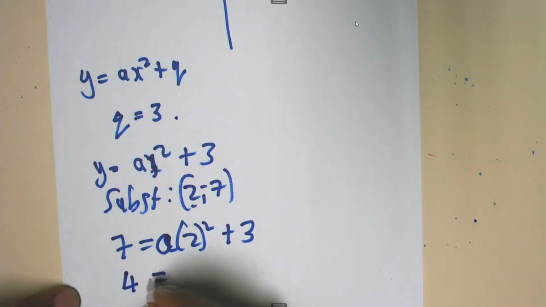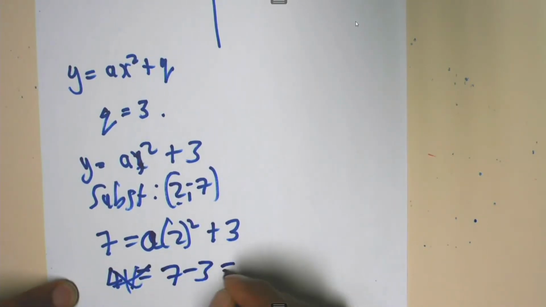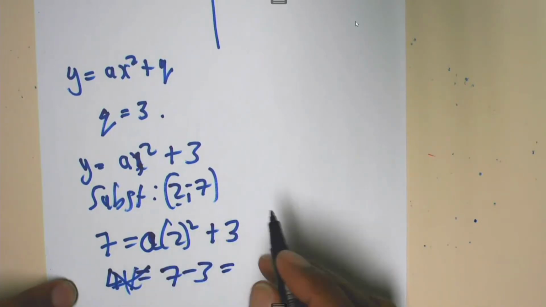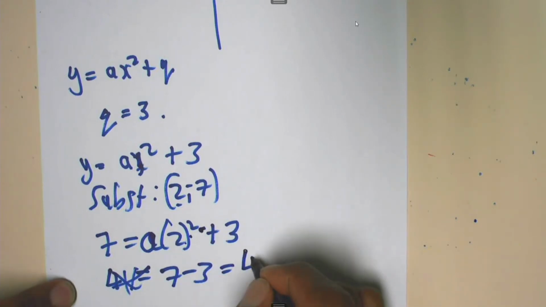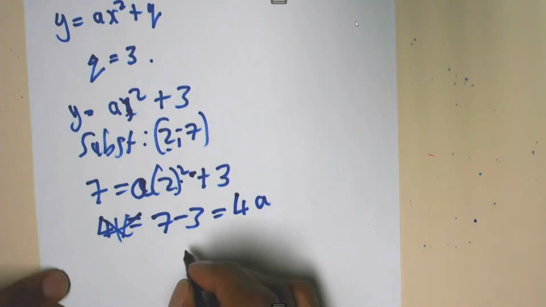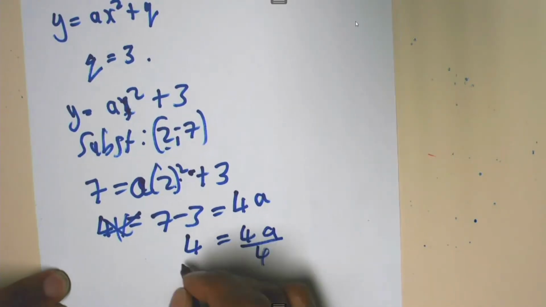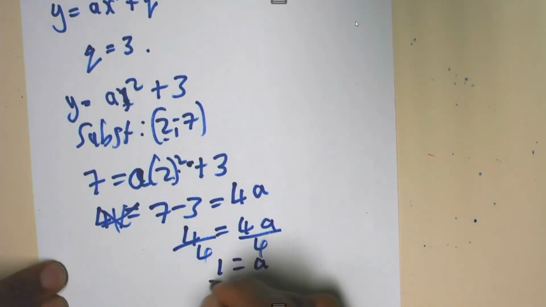Okay, 7 minus 3 is equal to, then on the other side, we minus 3 on both sides. Then we have 2 squared. What is 2 squared? It is 4. Then 4 times a is 4a. Happy about that? Yes. So what is 7 minus 3? It is 4 equals 4a. Then divide by 4, divide by 4. Therefore, a is equal to what? a is equal to 1.